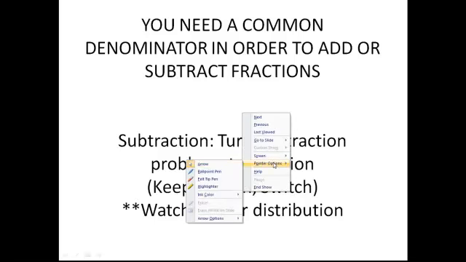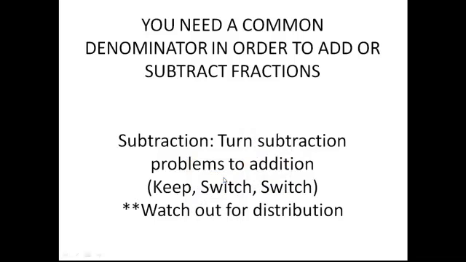Biggest thing here is you're going to need a common denominator for when you're adding and subtracting. Keep in mind, subtraction is the same thing as addition. We're going to be turning the subtraction into addition problems by that keep switch switch method, because if you took 4 minus 3, that's the same thing as adding negative 3 to it. Keeping that first number, switching the sign to addition is the same thing when you negate the following sign. So we're going to be doing that. Just watch out for a distribution, and we're going to be doing a problem like that in a second.